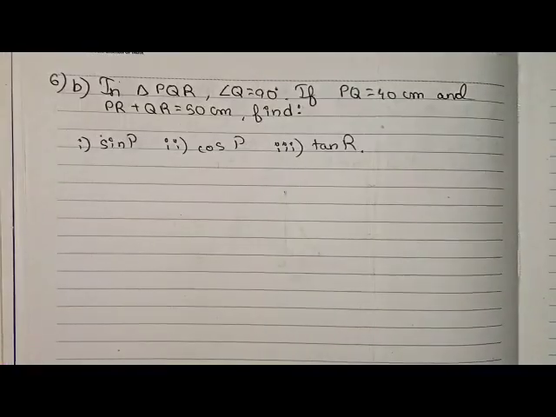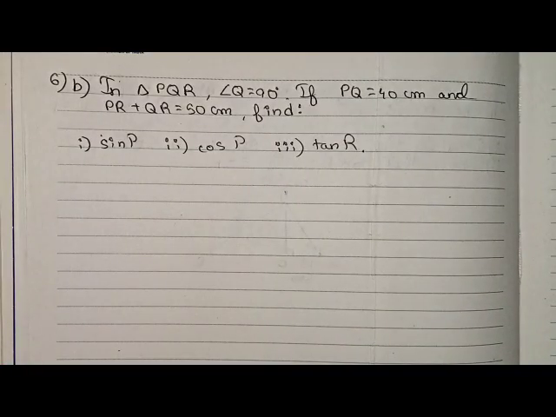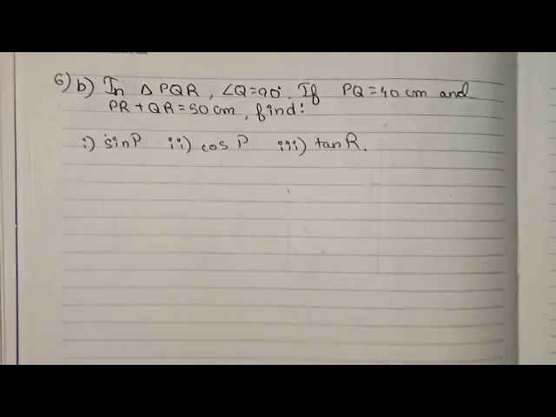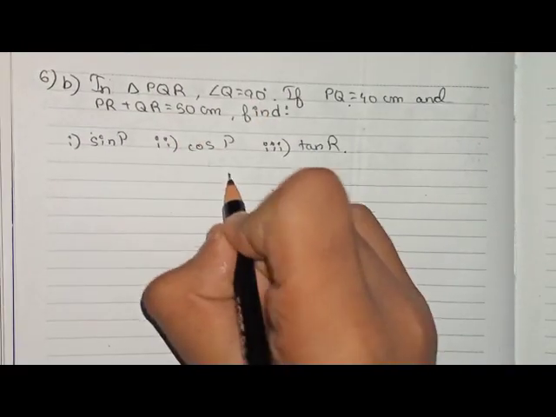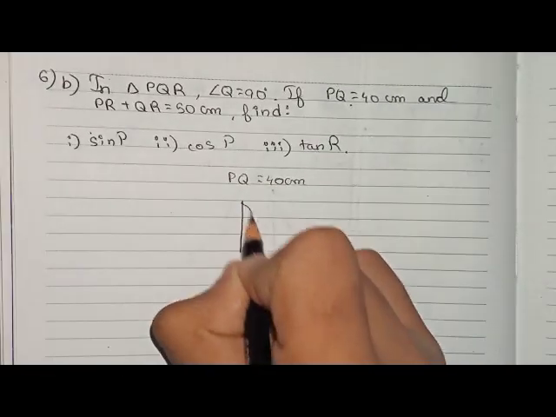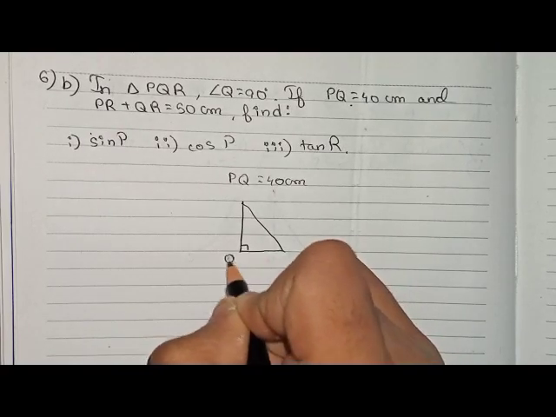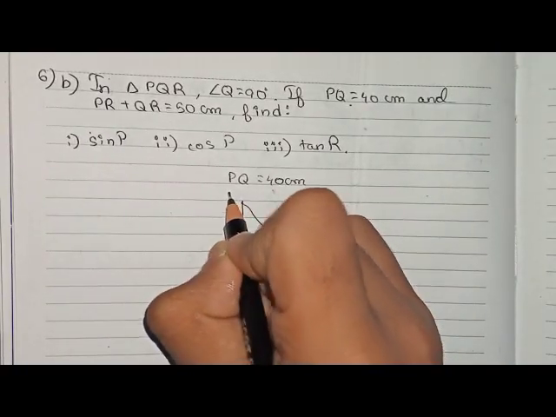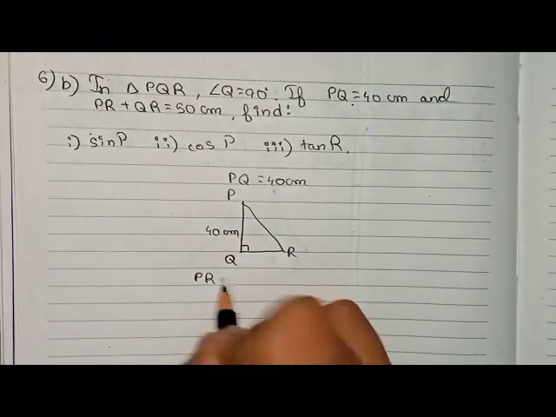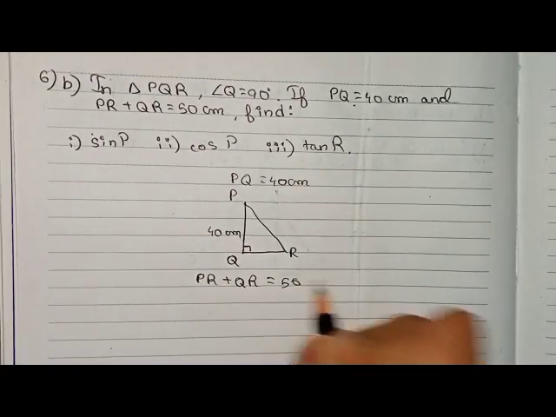So let's move to the next. Question number 6b. In triangle PQR, angle Q is equal to 90 degree. If PQ is equal to 40 centimeter and PR plus QR is equal to 50 centimeter, find sin P, cos P and tan R. So first, take PQ given 40 centimeter. Let's draw the triangle first. So angle Q is the right angle, PR is the hypotenuse. PQ is 40 centimeter and given PR plus QR is equal to 50.